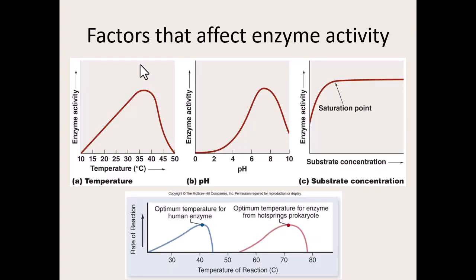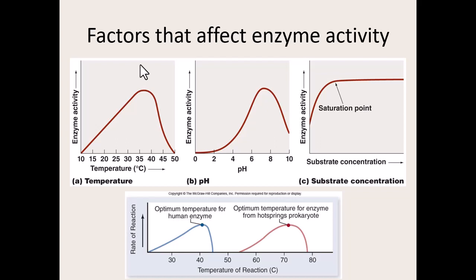So this is just showing that different enzymes work best at different temperatures. Most of the enzymes found in us, because our bodies are 37 degrees Celsius, work best at about 37 degrees Celsius.